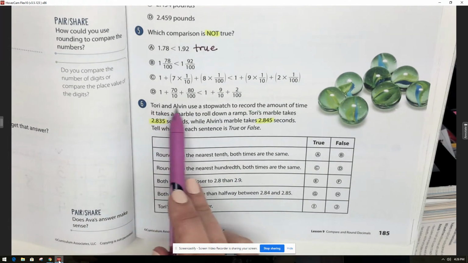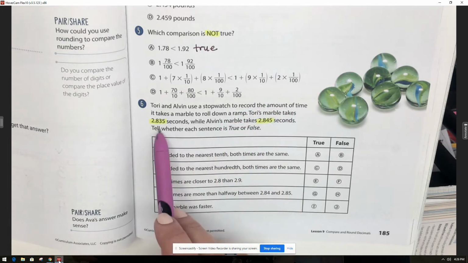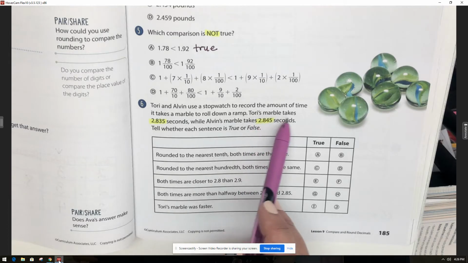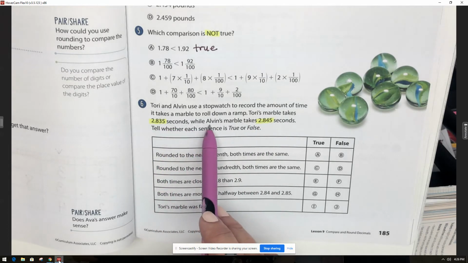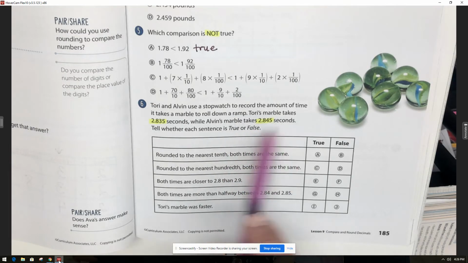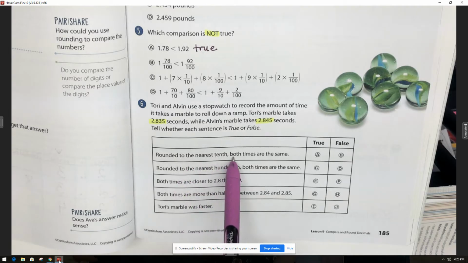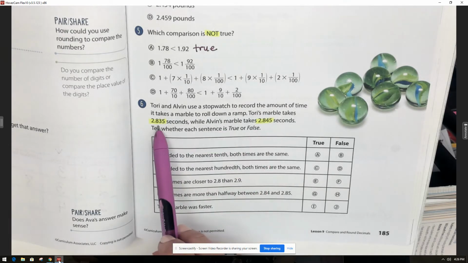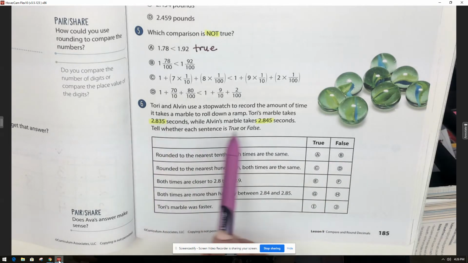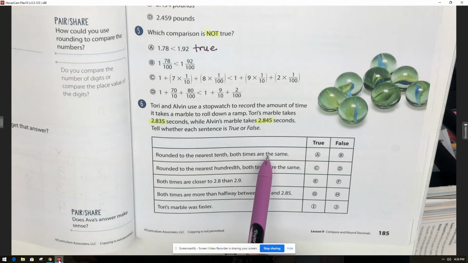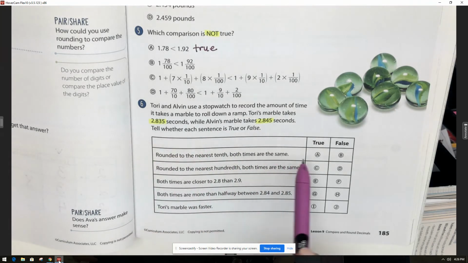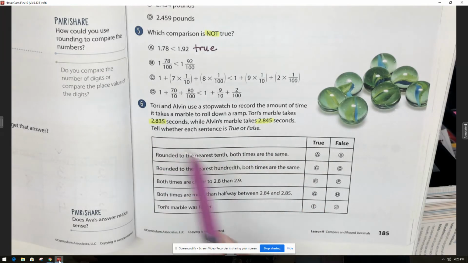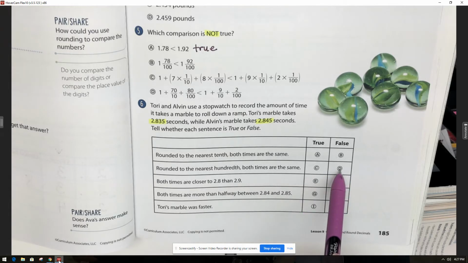For number 6, Tori and Elvin use a stopwatch to record the amount of time it takes a marble to roll down a ramp. Tori's marble takes 2 and 835 thousandths seconds, while Elvin's marble takes 2 and 845 thousandths seconds. Tell whether each sentence is true or false. So you're going to read the statement, rounded to the nearest tenth, both times are the same. So you're going to look at both of these times, and for this statement, you are going to round them both to the nearest tenth. If you get the same number when they both round to the tenth, you're going to mark true. If you get a different number when you round to the nearest tenth, you're going to mark false. You're going to read each of these statements and decide whether it is true or false.